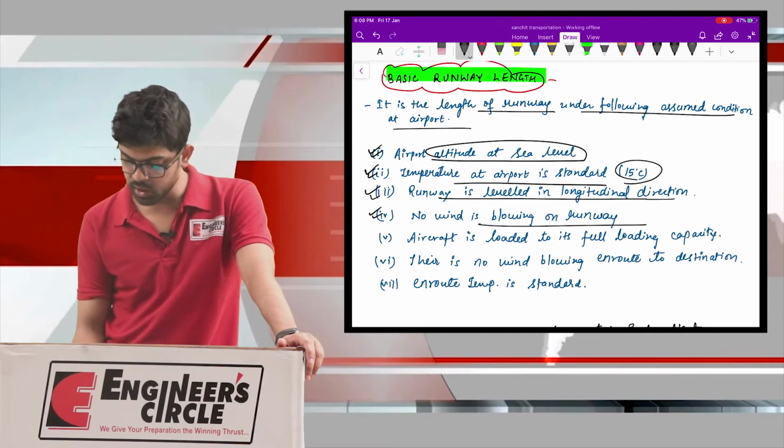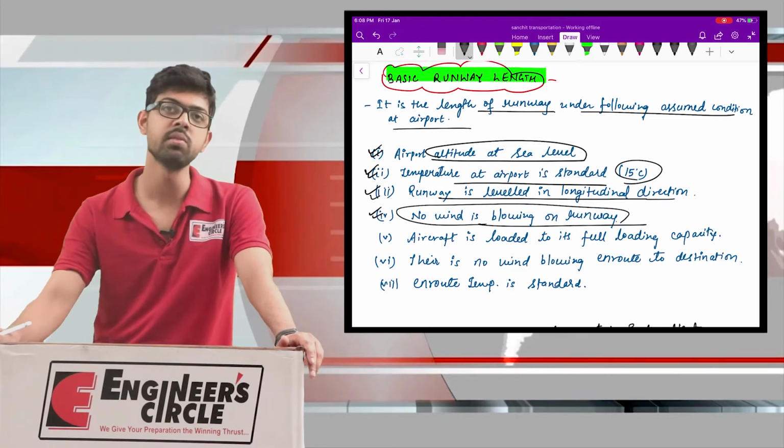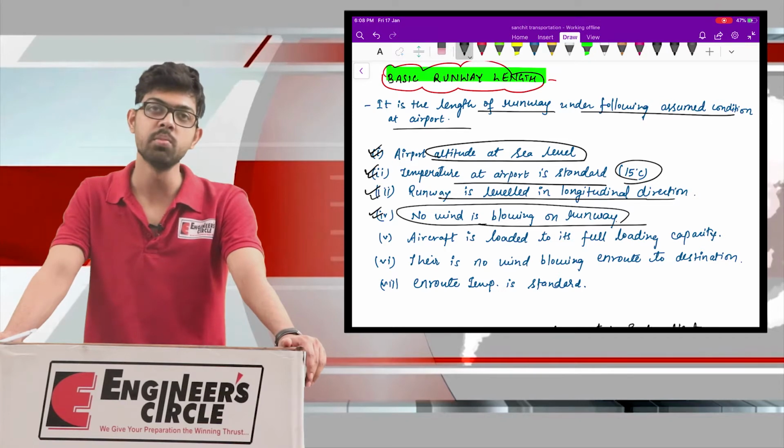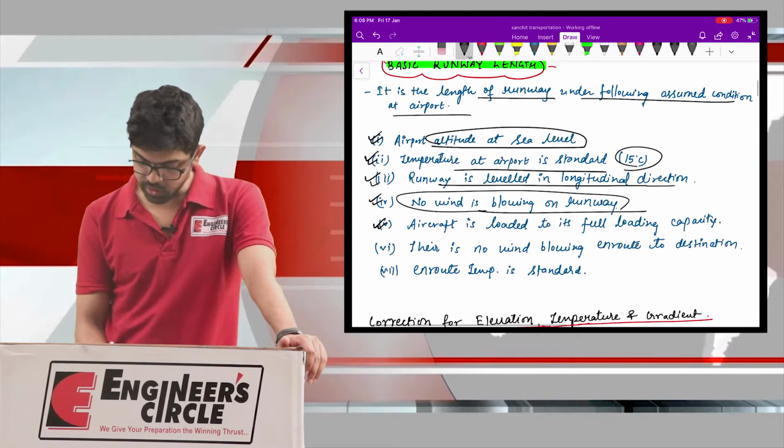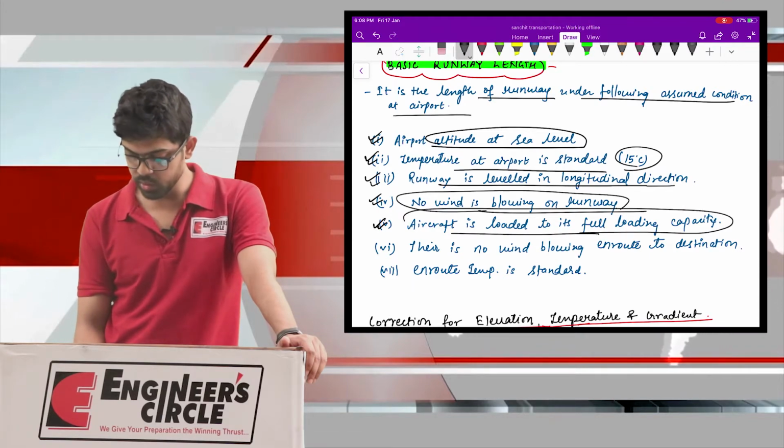No wind is blowing on the runway. Okay, so in the standard assumed condition we will assume that no wind is blowing along the runway. Fifth is that your aircraft is loaded to its full loading capacity.